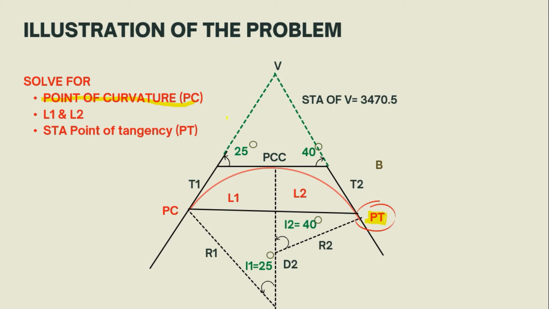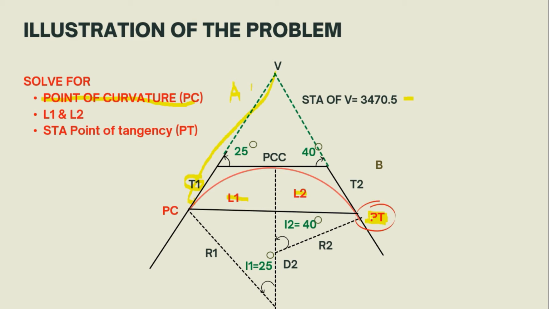To solve the point of curvature, you just have to subtract from the station of the vertex the length of this line. To get this line, we have to solve it individually. After that, we cannot solve PT just by having the value of the point of curvature. So we still have to find the L1 and L2 that connect the PC to PT. That's when we can solve for the station of the point of tangent.